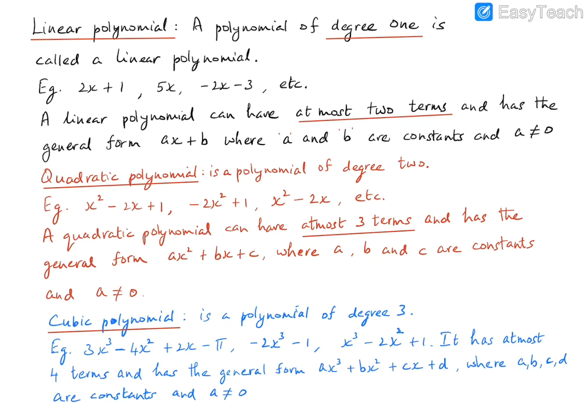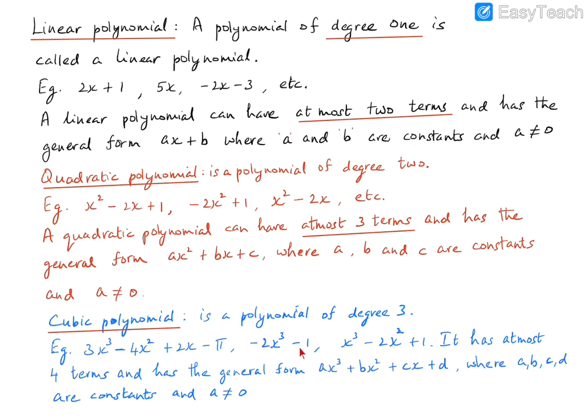And as before, for a cubic polynomial, the number of terms is going to be 4. So in quadratic, the maximum number of terms is 3. In the linear case, the maximum number of terms is 2. And for the cubic polynomial, the maximum number of terms is 4. So we have 3x cubed as the first term, minus 4x squared as the second term, plus 2x is the third term, and the constant is the fourth term. So that's the maximum number of terms we can have.